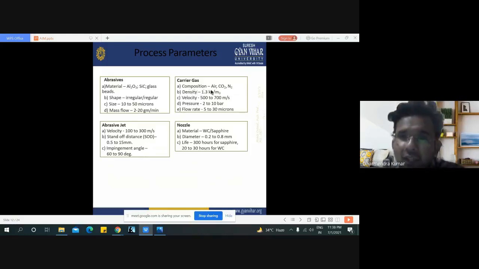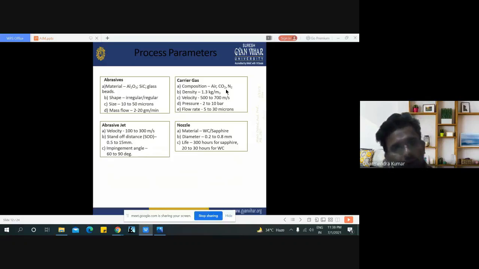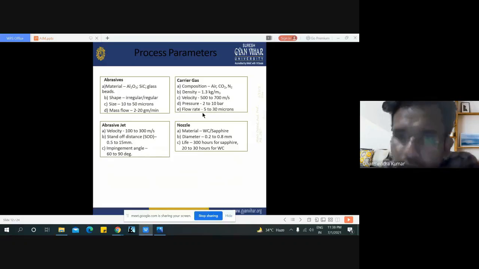carrier gas composition: air, carbon dioxide, or nitrogen. Density of this above gas is 1.3 kg per meter cube. Velocity 500 to 700 meter per second. Pressure 2 to 10 bar, and the flow rate of this gas is 5 to 30 microns.